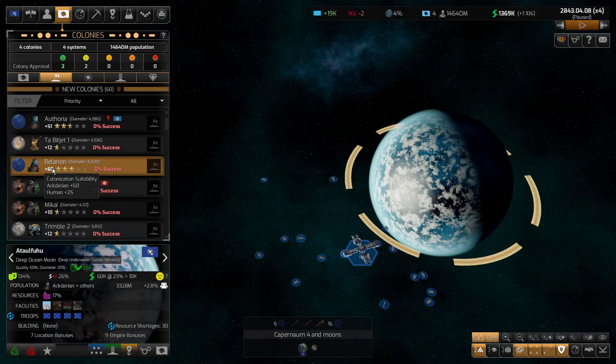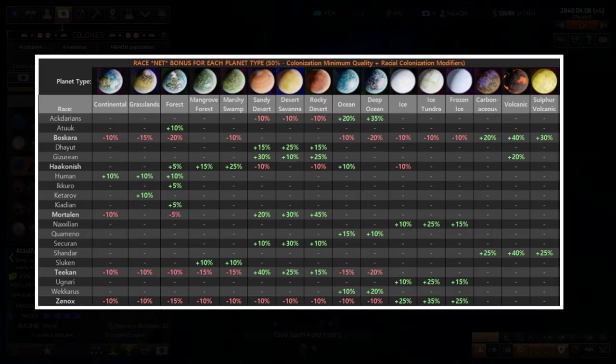Now, in my guide, which you can download, the links included in the description, I have a chart that sort of simplifies everything. All you've got to do is look at that chart, and there's a number there that tells you in green what planet is best for which race and what's the best benefit that each race gets for that particular type of planet.